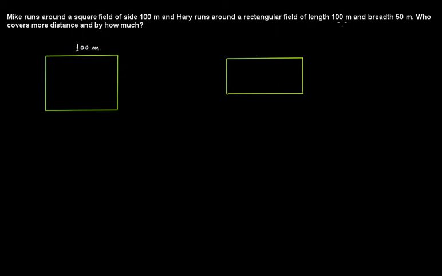In this case, length is what? 100 meter, but breadth is 50 meter. So it means that this will also be 100 meter and this will also be 50 meter and 50 meter. In this case, each side will be equal to 100 meter because it's a square.